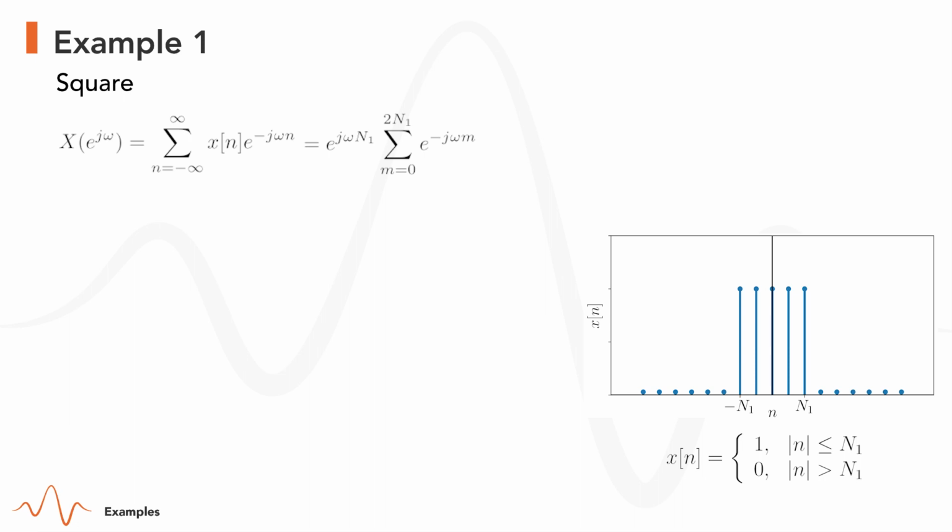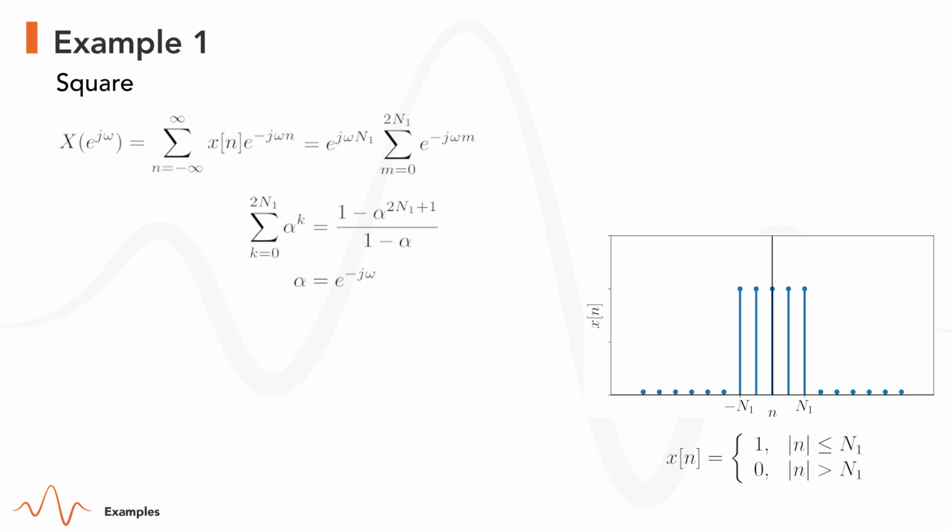We now have a factor multiplying a summation from m equals 0 until 2 times capital N1 of a geometric series, where the ratio of the geometric series is alpha equals e to the power of minus j omega. We will now apply the formula for the summation of a geometric series.